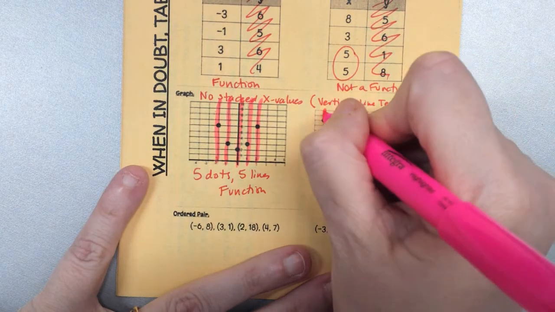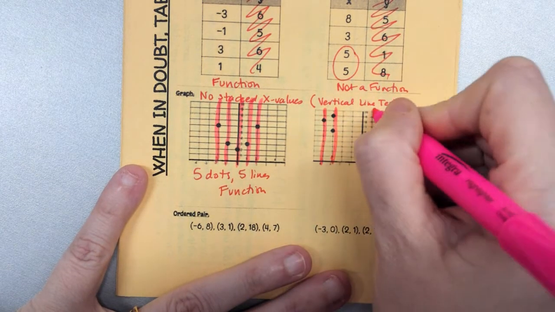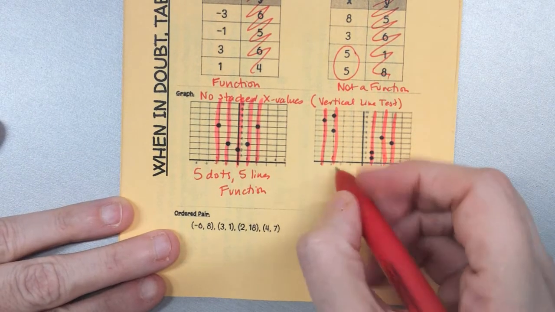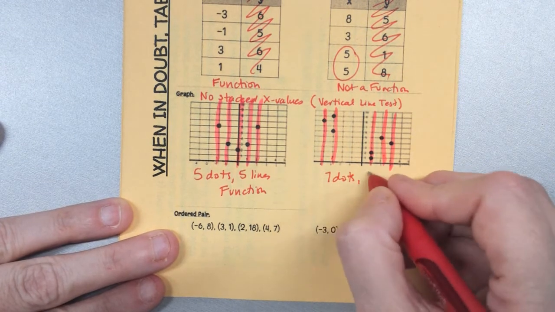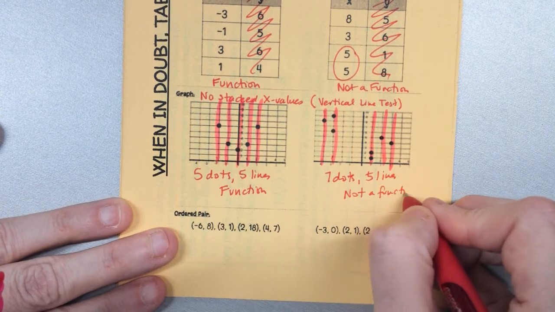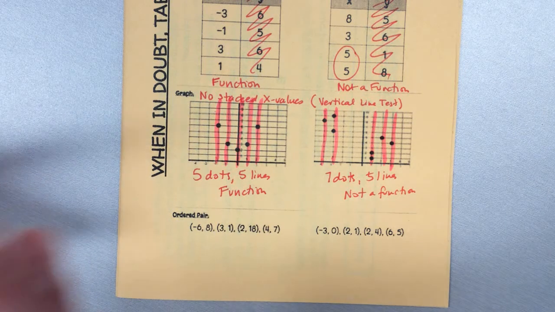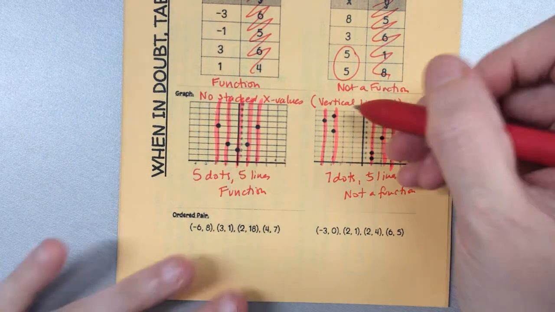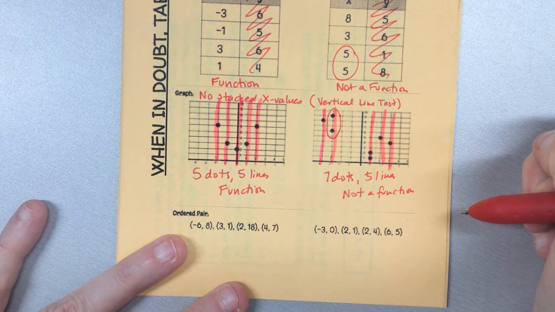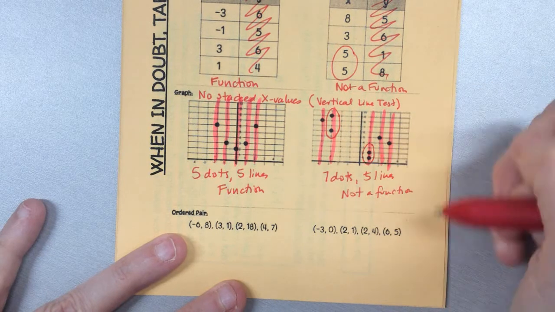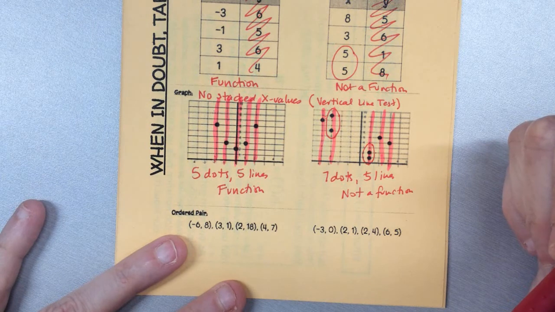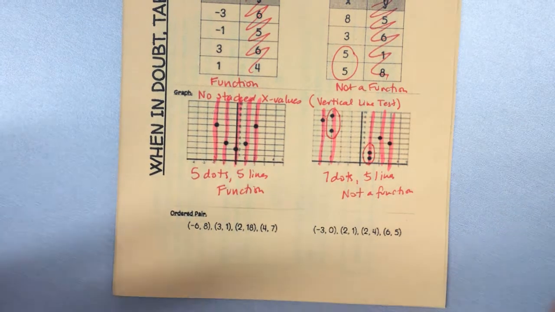Now let's look at this one. How many dots do I have now? 1, 2, 3, 4, 5, 6, 7 dots. And I have 5 lines. Not a function. Now, if you don't want to do the dot and line strategy, you can see that right here I have 2 values stacked on the same X. If you circle the values that are stacked up, that also counts as work. What do we think about this strategy?